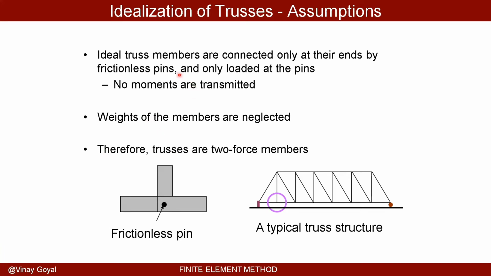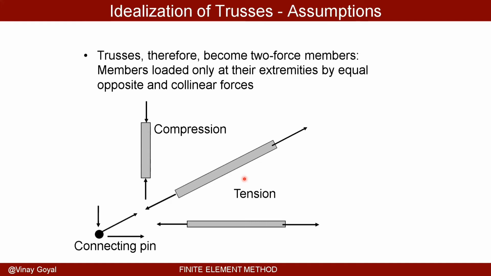So, as a consequence, since the trusses cannot transmit moments, we typically consider these trusses as two force members. And a two force member is a member in which the load only acts axially within the member. That's how that works. The truss therefore becomes a two force member, and what that means is that the member can be loaded only at their extremities by equal and opposite collinear forces.